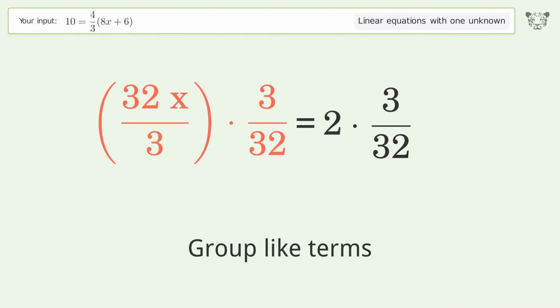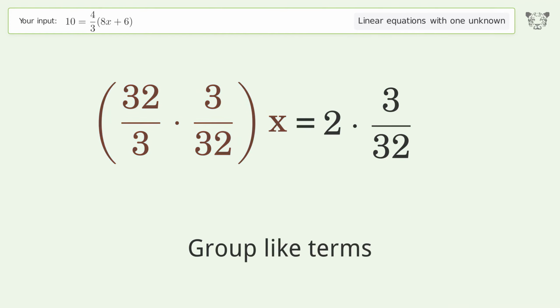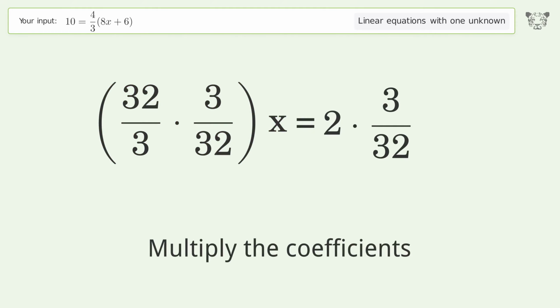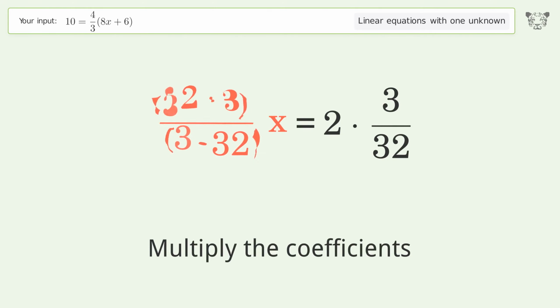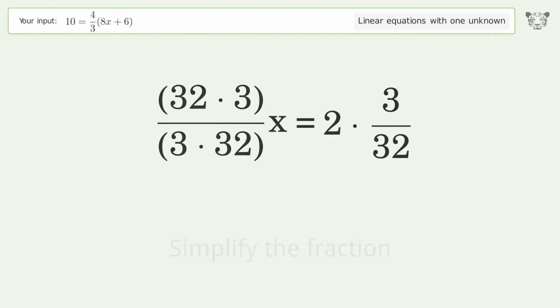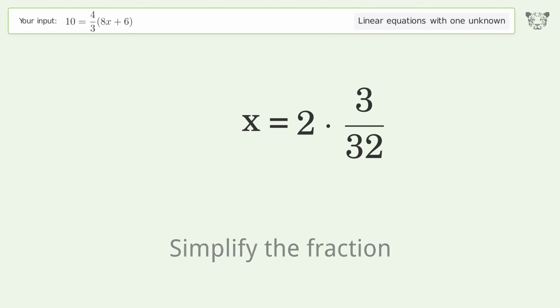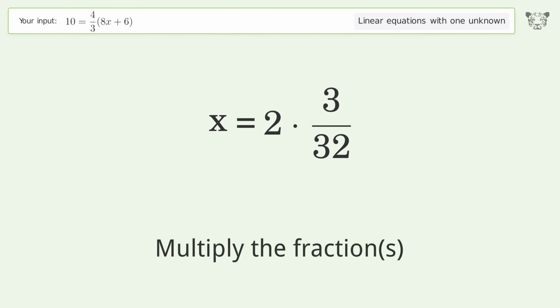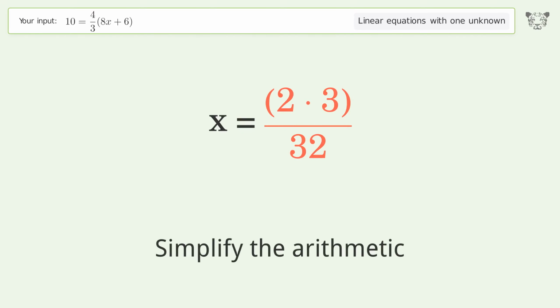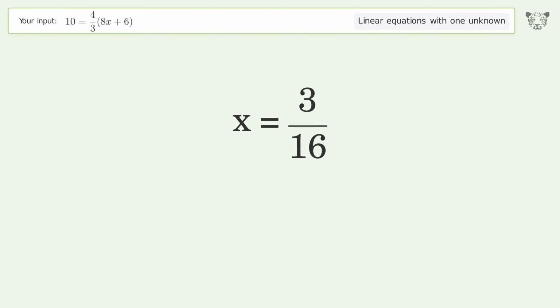Group like terms. Multiply the coefficients. Simplify the fraction. Multiply the fractions. Simplify the arithmetic. And so the final result is x equals 3/16.